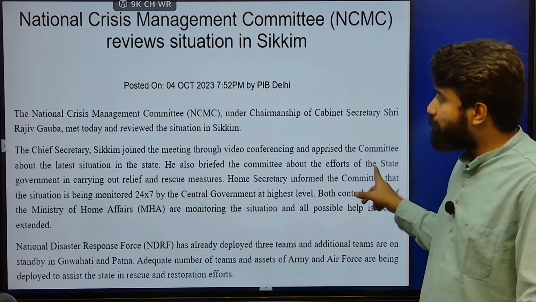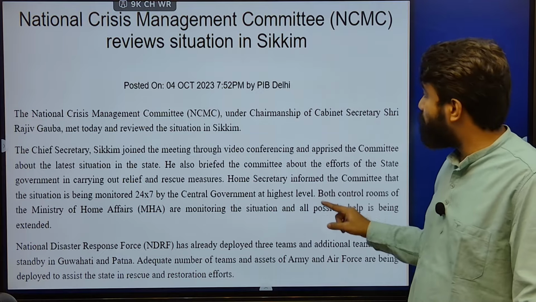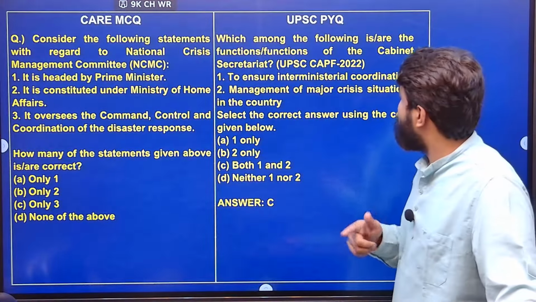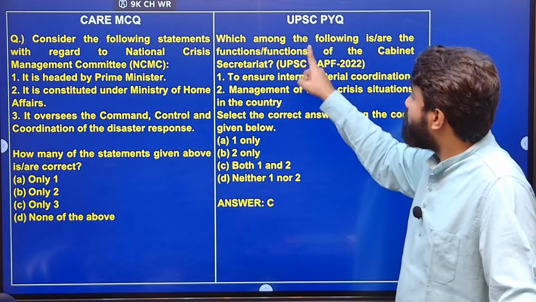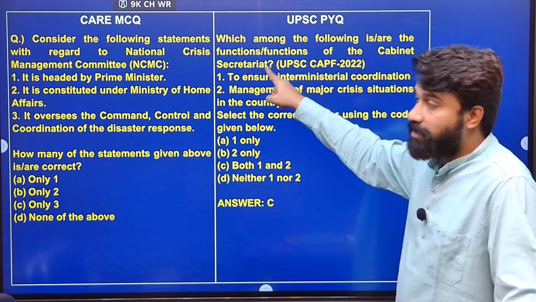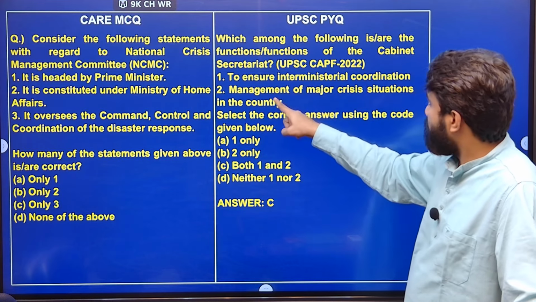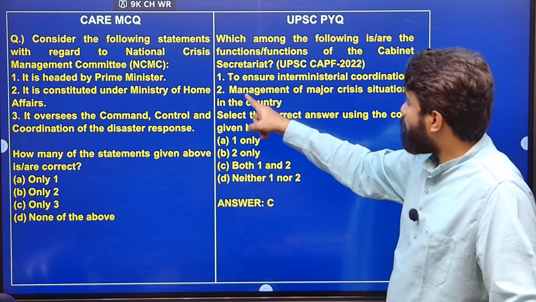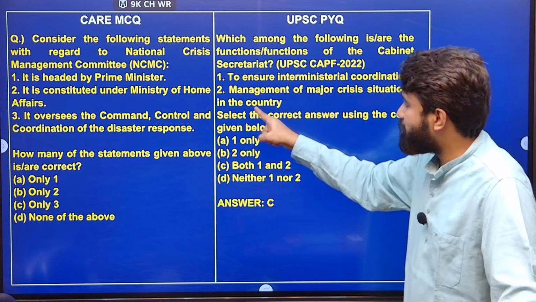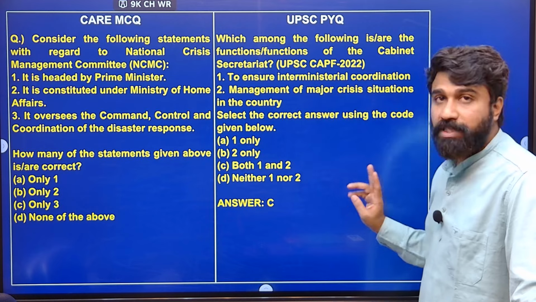This was a previous year question. It is asked in the Press Information Bureau. How they pick the questions, that is more important. In CAP of 2022, in UPSC examination only, they have asked about Cabinet Secretary role. The role of Cabinet Secretary is to ensure interministerial coordination, but also management of major crisis situation in the country. So, these two statements are important.